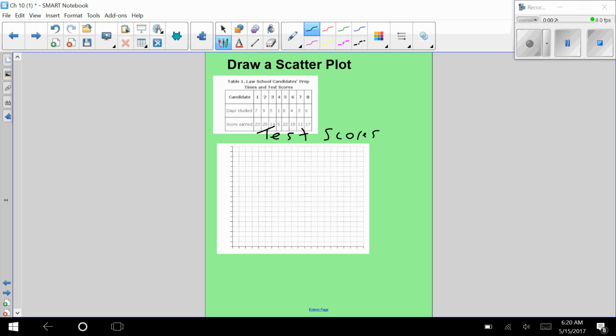Then we need to label each axis. The x-axis in this example is days studied. And the y-axis will be the score that they earned. Now I'll need to label what the lines mean. Since my days studied only has to go up to 9, I'm going to do every other line being 1.